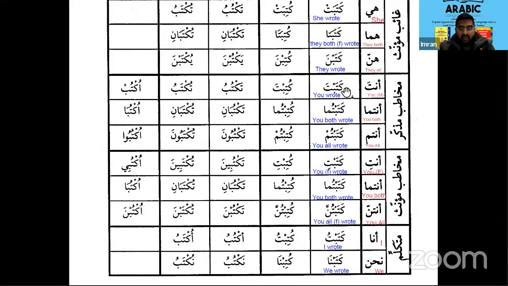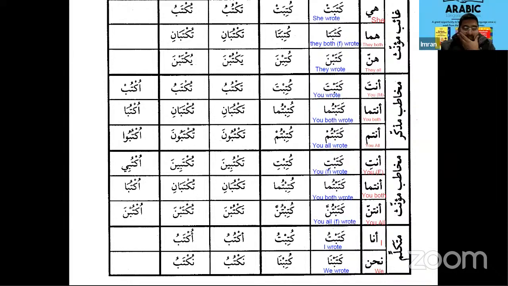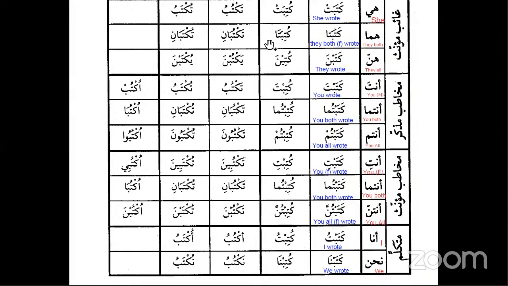Excellent. Anta. Anta, then a male is telling some other male. Anta katabta. You male wrote this thing. Then two males, antuma. You two guys wrote something. Katabtuma. You wrote something. And then antum katabtum. So you guys, all of you, more than two, you wrote.